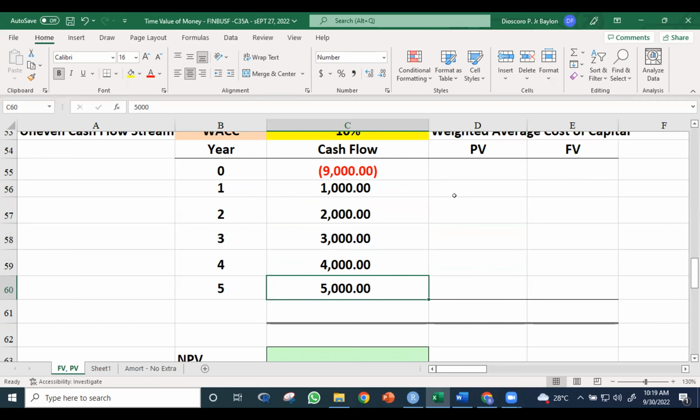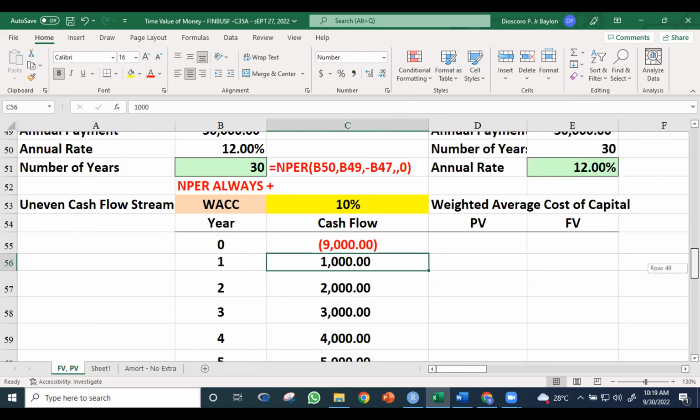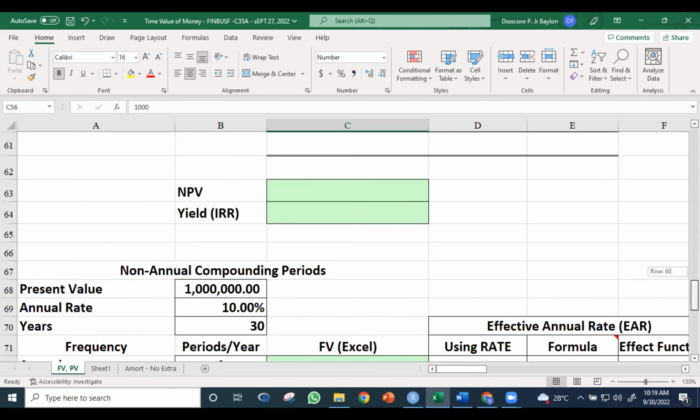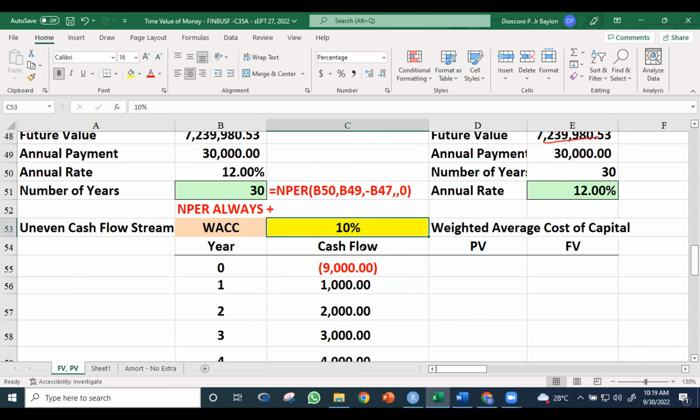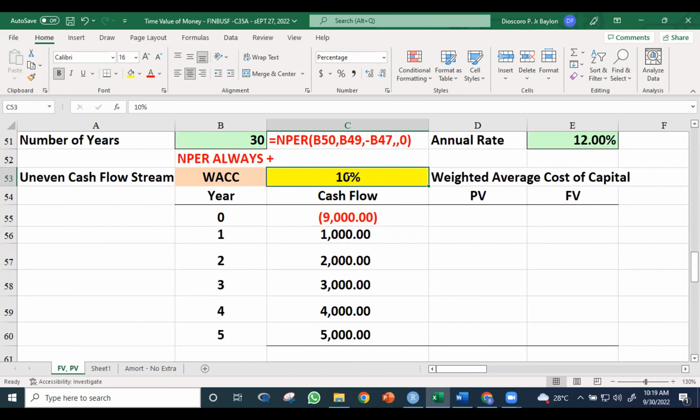The long way is what we have discussed before in annuity. We can convert all of these cash flows into their present values. So what's the present value of 9,000? We know that that's 9,000. What's the present value of 1,000 after 1 year? So we will have to compute for that. Given the, what's the rate here? Here, guys, the weighted average cost of capital is 10%. So we're going to use the 10%.